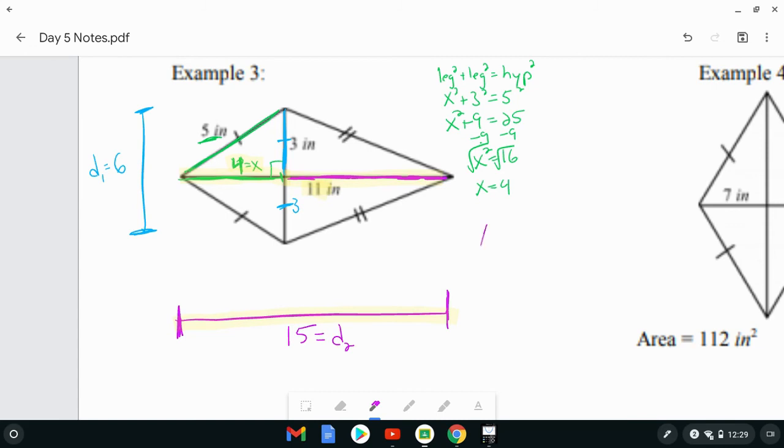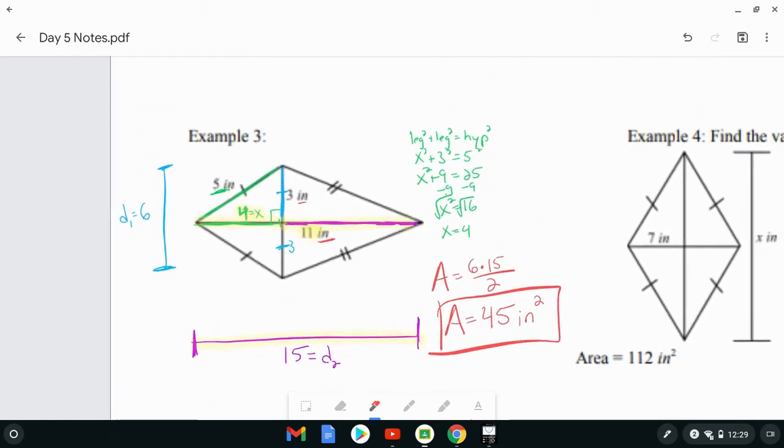Now that we have that, we can go ahead and apply the area formula, which is up top. So D1 we're going to call 6 times D2 is 15 all over 2. When you plug that all in, you get the area is equal to 45. Don't forget we're still in inches, so make sure you label it as inches squared.